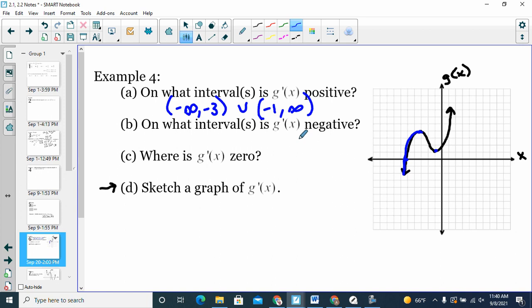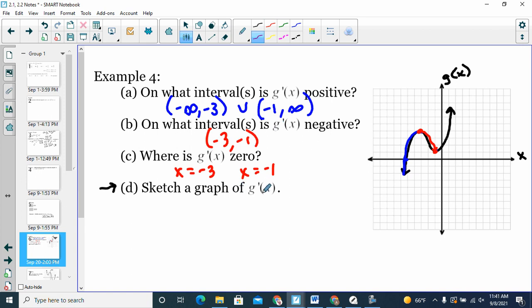On what interval or intervals is slope negative? Slope would be negative right here from negative 3 to negative 1. And the slope is 0 at negative 3 and at negative 1. So if it's asking you to sketch a graph of g prime of x given the graph of g of x, I'd think through these 3 questions. Usually it's not going to necessarily ask those questions.